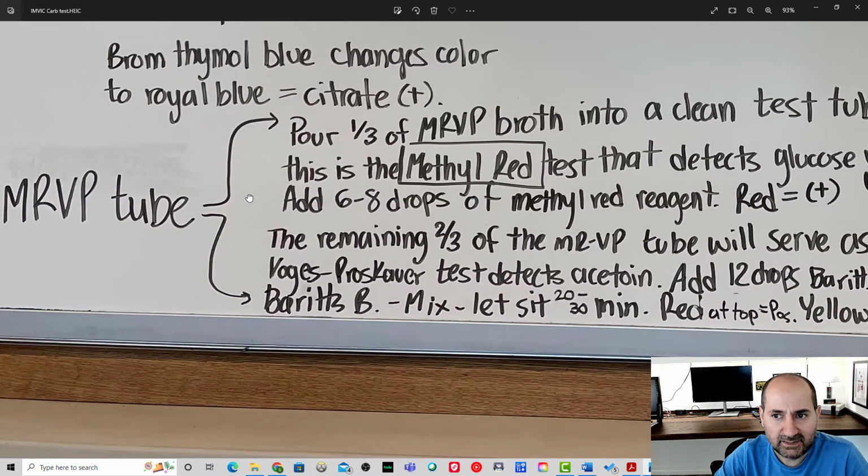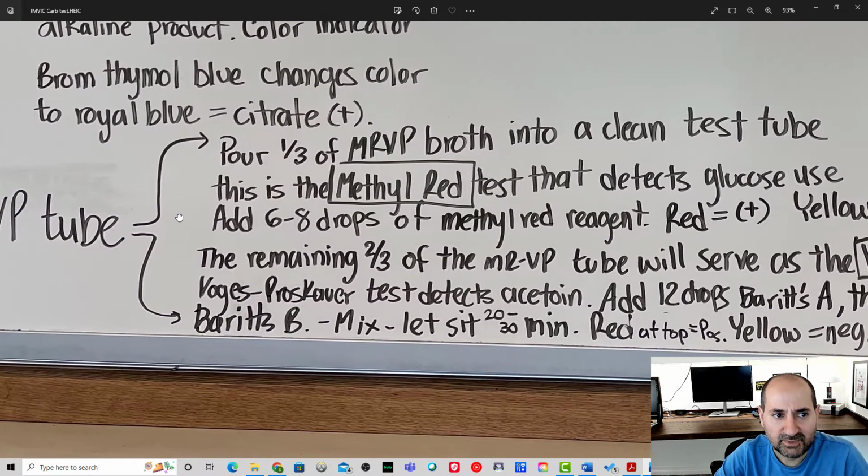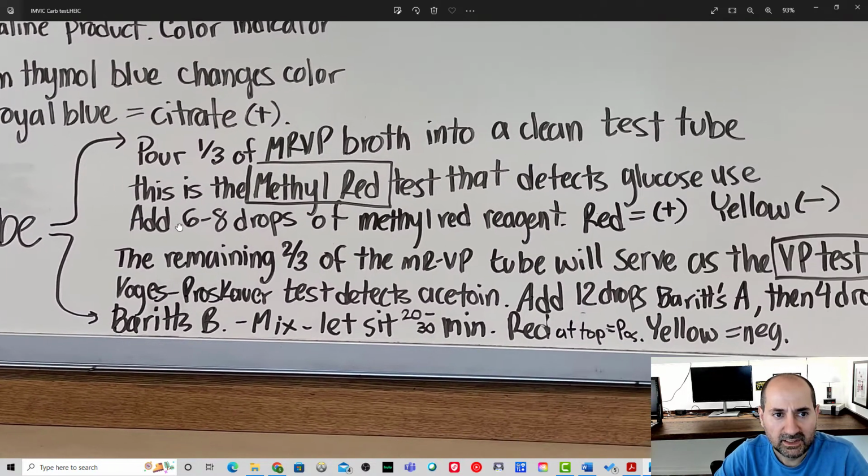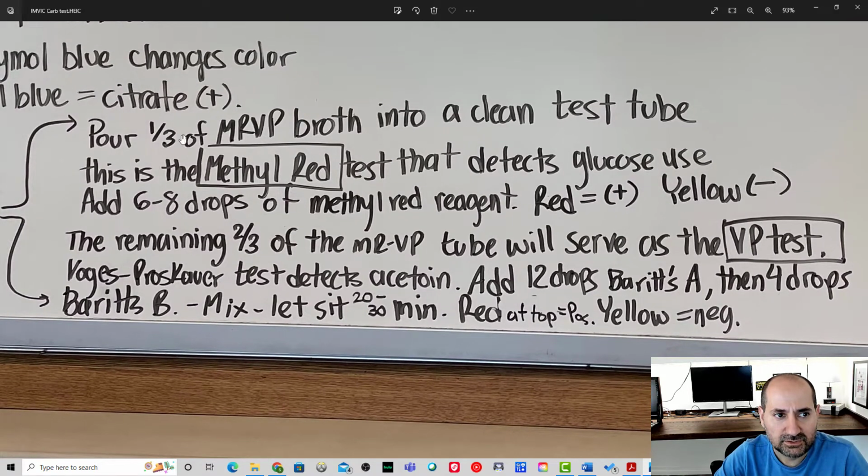Next, we had the MRVP tests. Remember, you had an MRVP tube. You poured 1/3 of it into one test tube. This became your methyl red test, which detects glucose use via mixed acid fermentation. For the methyl red test, you added 6 to 8 drops of the methyl red reagent, and a red color change was indicative of glucose use with mixed acid fermentation. And if it remained yellow or kind of an orangey color, that was a negative test for methyl red.